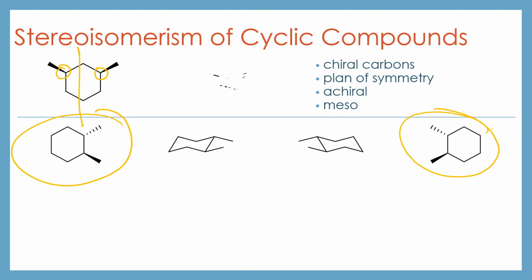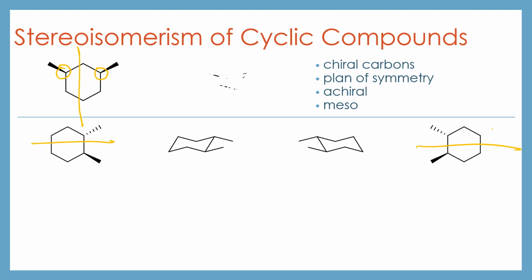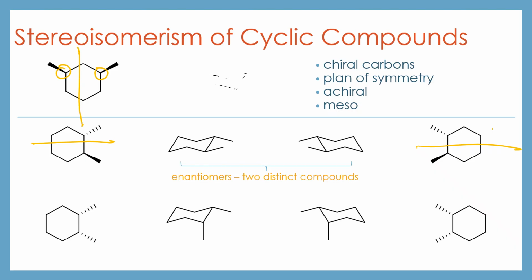But you can see that these are the two different trans isomers, and they are mirror images of each other, so these are going to be enantiomers. There is no plane of symmetry running through these molecules here. So they are chiral. However, if you look at the cis versions, these are just going to be the same molecule.